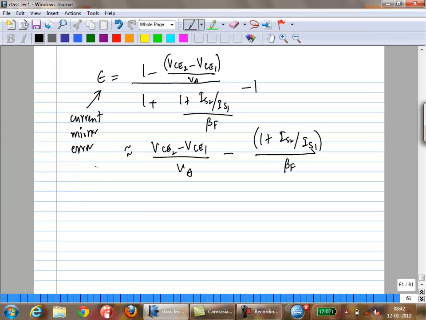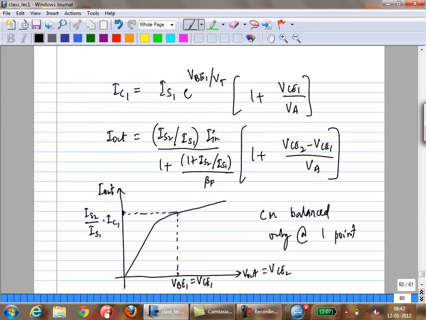Ideally you want your current to be IS2 by IS1 times I in, right? What is the current mirror doing? You have an input current, you want to completely mirror that to the output. If you don't completely mirror it, there is going to be an error, and this is that error. Ideally this is that point, but suppose your operating point is here. This will be the error. If your operating point is here, this will be the error.